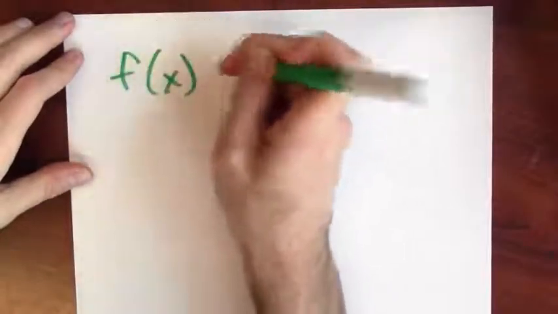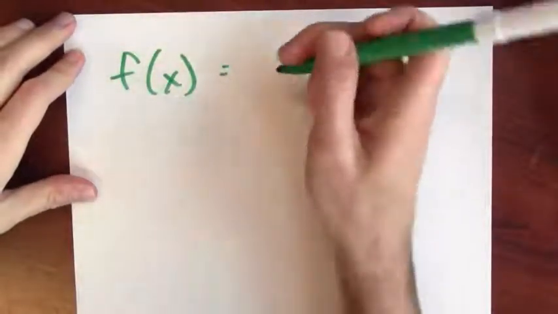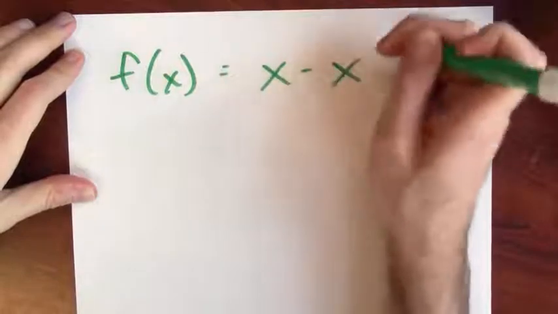Really, why do we have to even bother checking endpoints? So let's suppose that I want to find the maximum and minimum values of this function, f of x equals x minus x cubed. That function f, if I consider it on the whole real line, doesn't achieve a maximum or minimum value. f of x is really negative if x is really positive, and conversely, f of x is really positive if x is really negative.